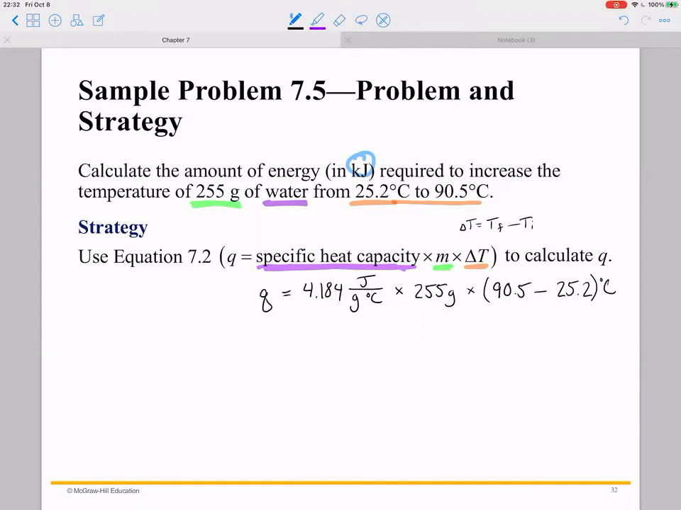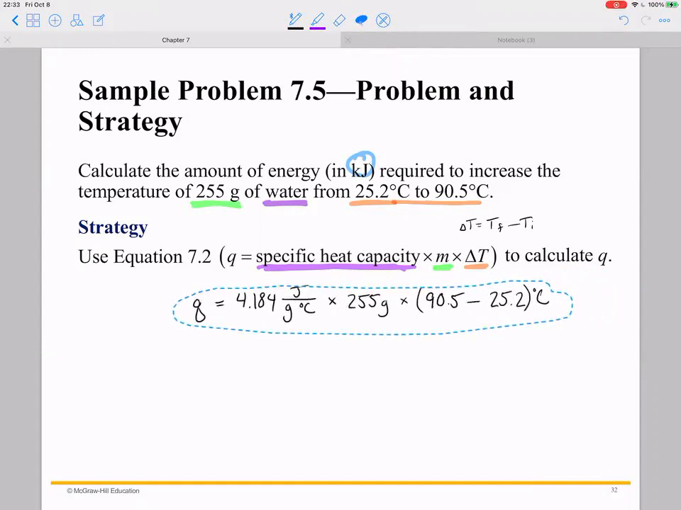And this equation will tell us how much energy is required to raise 255 grams of water from 25.2 to 90.5, right? That's why we're doing the calculation. Okay, let me actually center this. Cool. So actually the first step we've got to do is this step here.